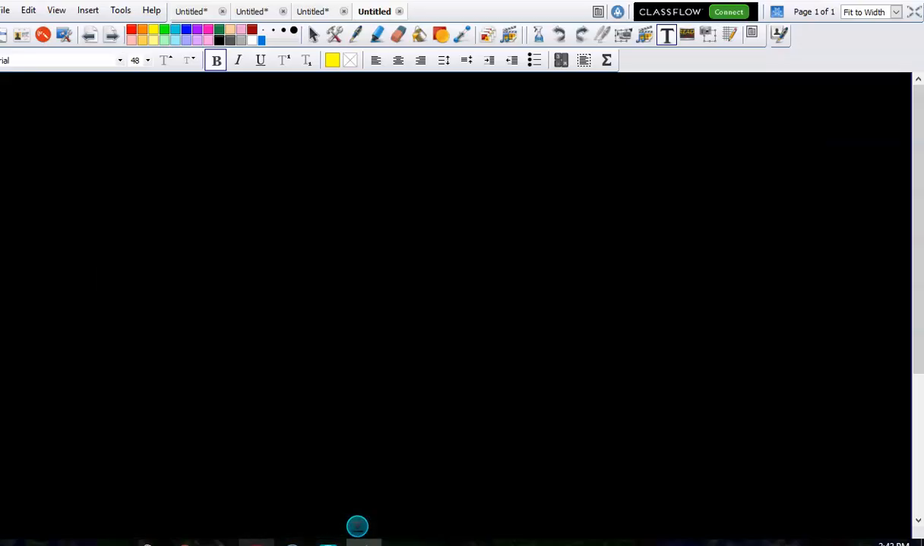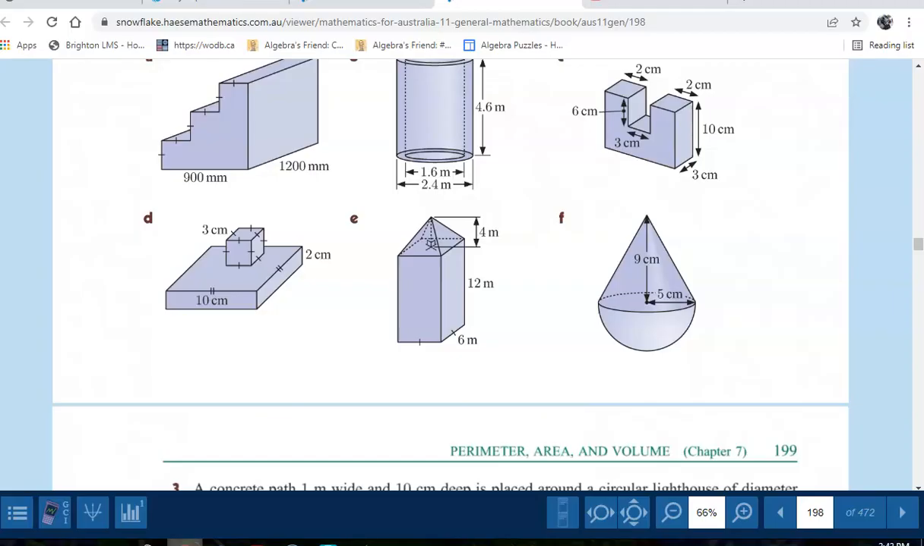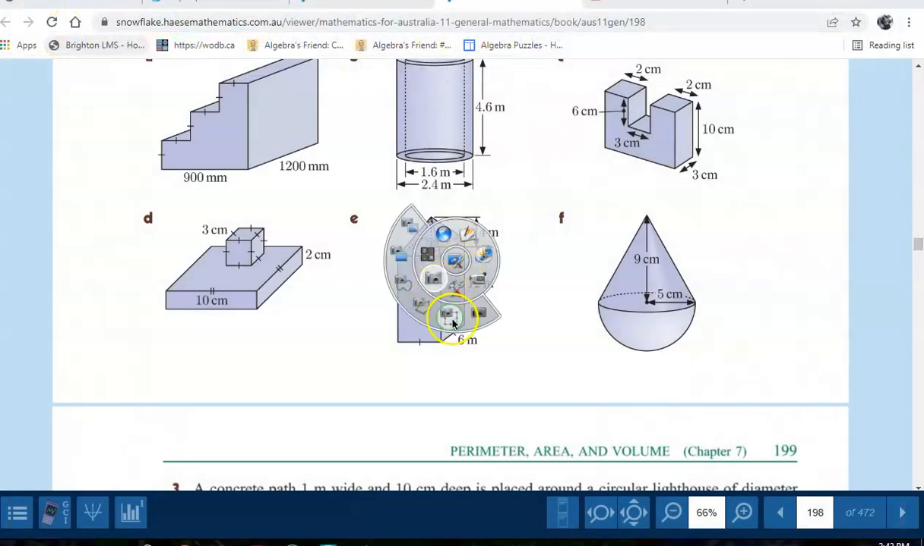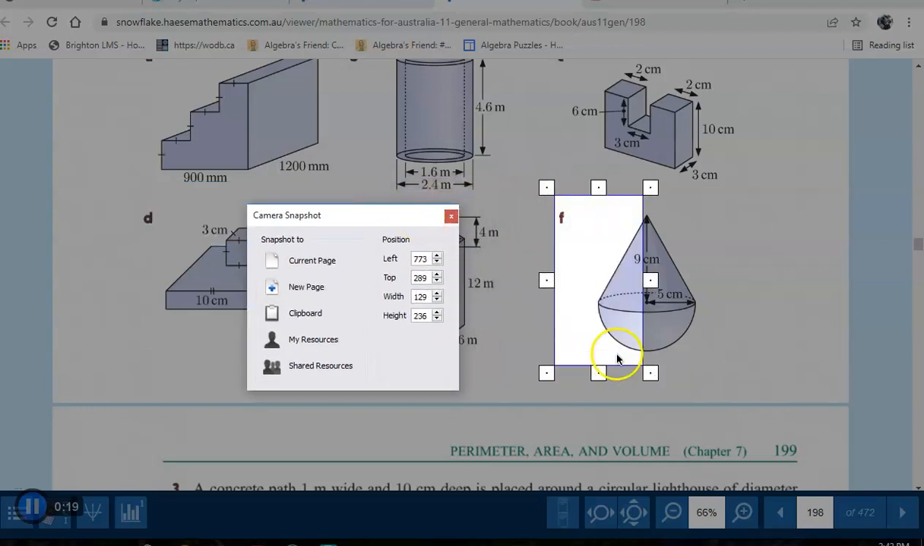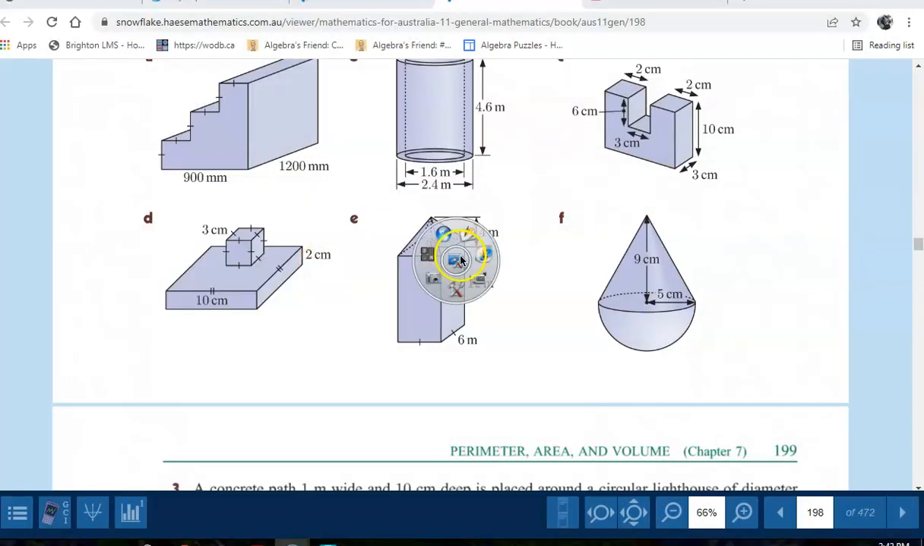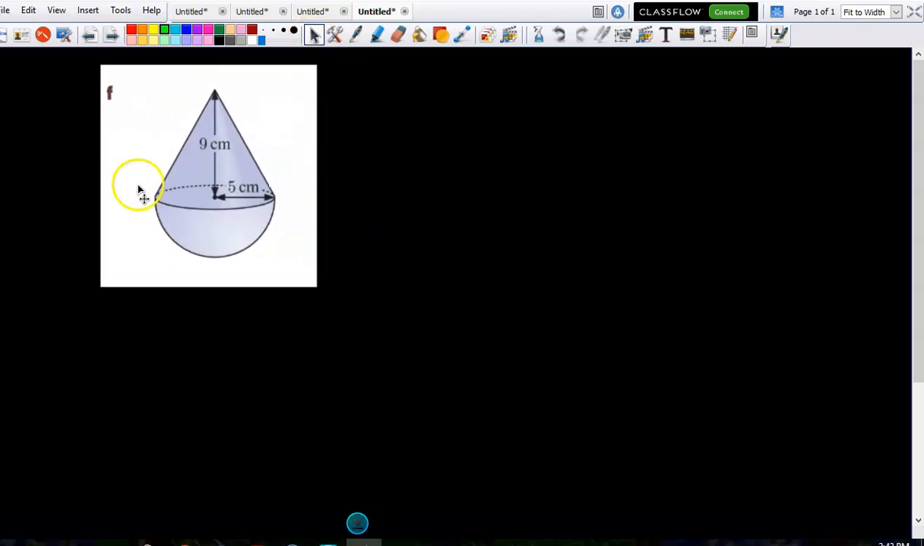So, can we ask, if I said F, who, I'll have the roaming mic and try and disguise your voice a little bit. But we want to find the volume of this shape. The roaming mic. See if we can pick this mystery voice. How do we solve this volume question? Mystery voice, what would you do?